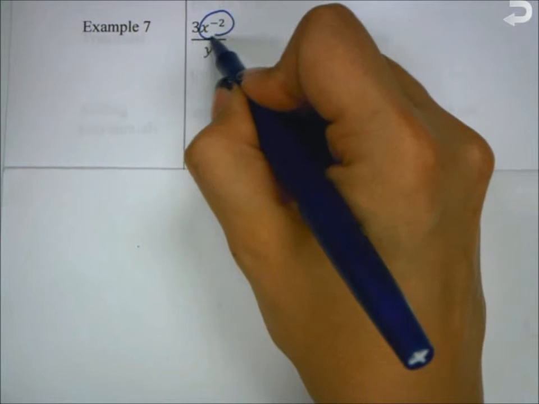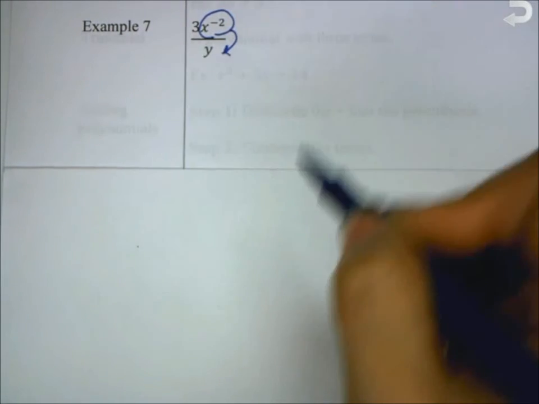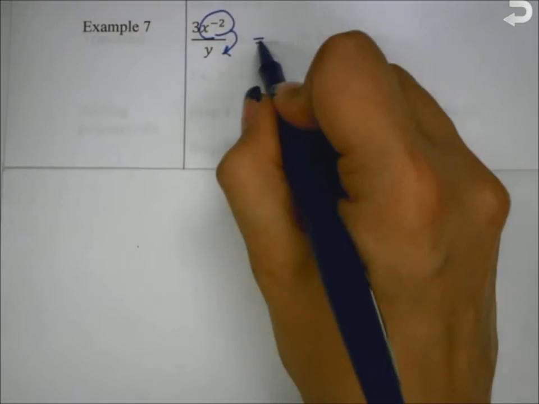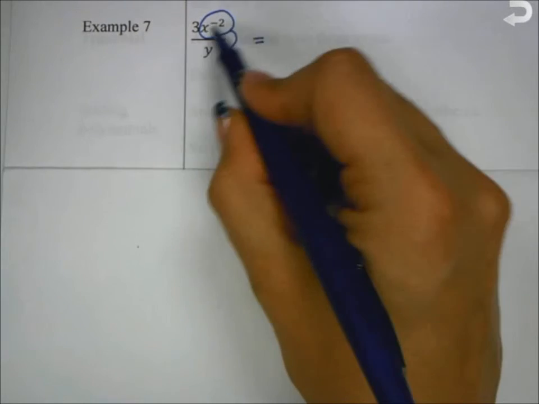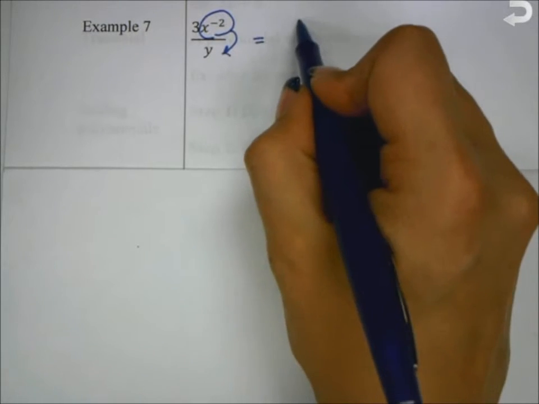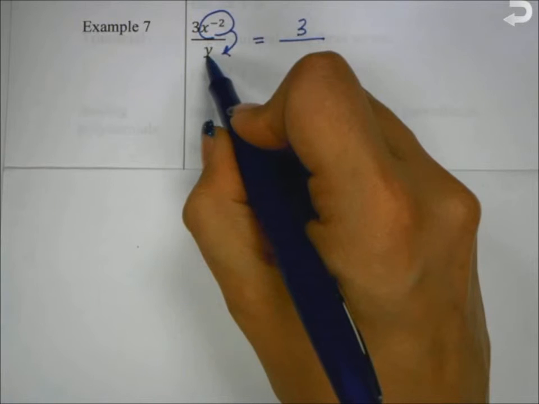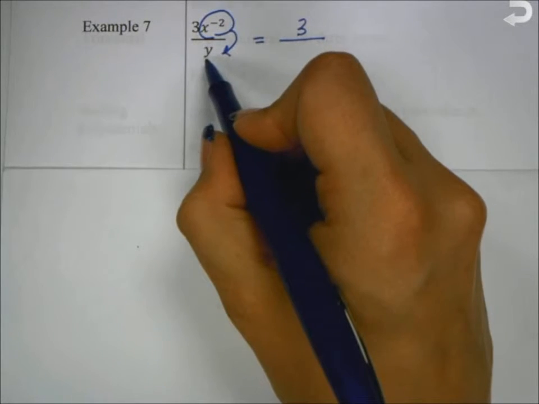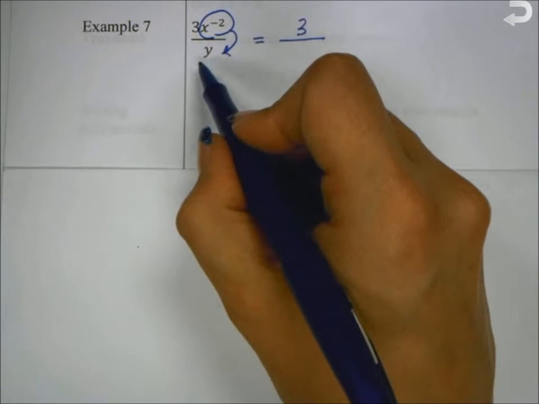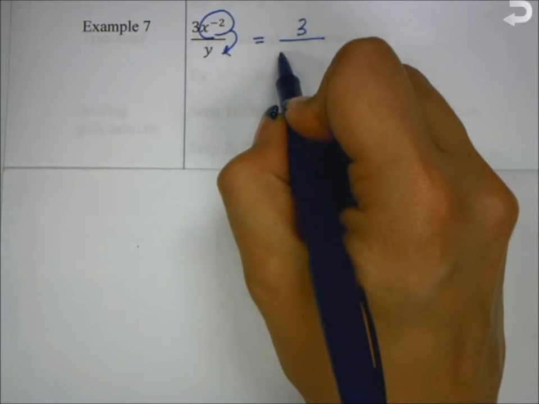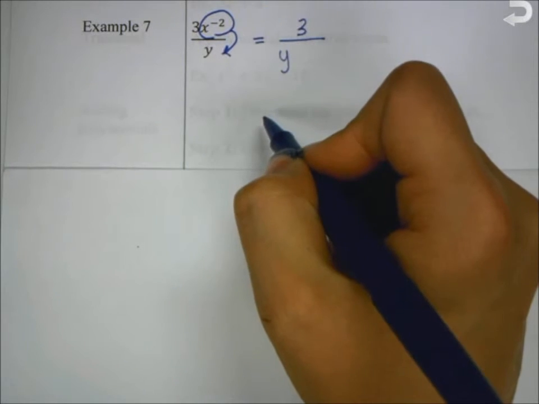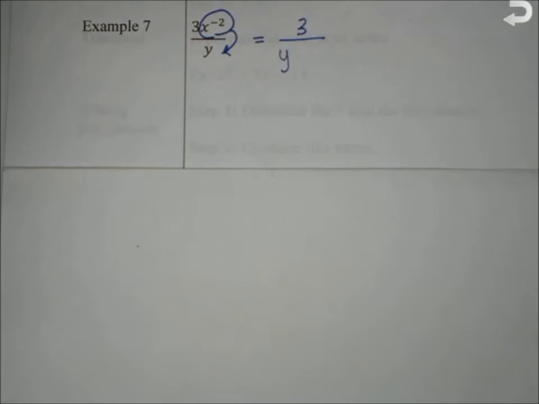So who's living upstairs? Just a 3. Why would you move y? Does it have a negative exponent? No, so it gets to stay downstairs. So if you do not have a negative exponent, you stay. If you do have a negative exponent, you have to move. So who's living downstairs? Y, x squared.